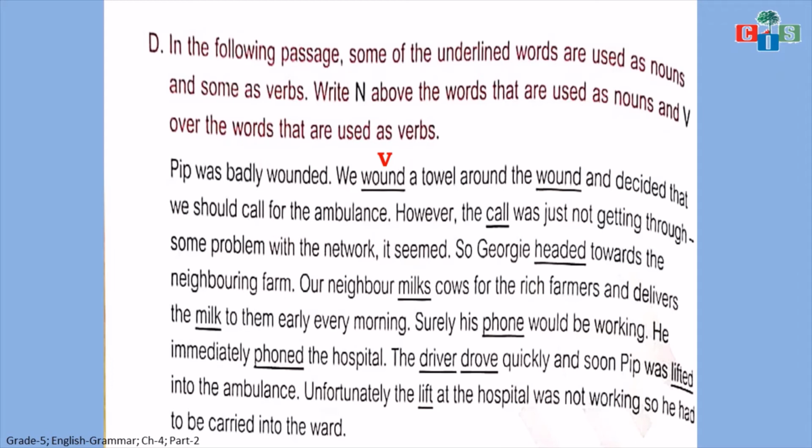Around the wound and decided. Around the wound. Now the second wound here is working as a noun. Okay. Why? Because by the first wound we are getting some action. We can find some action is going on with this word, and the second wound is telling us the name of the thing around which they decided to wound a towel. Okay. Yes, scholars. So you have to do the rest of the paragraph by yourself.